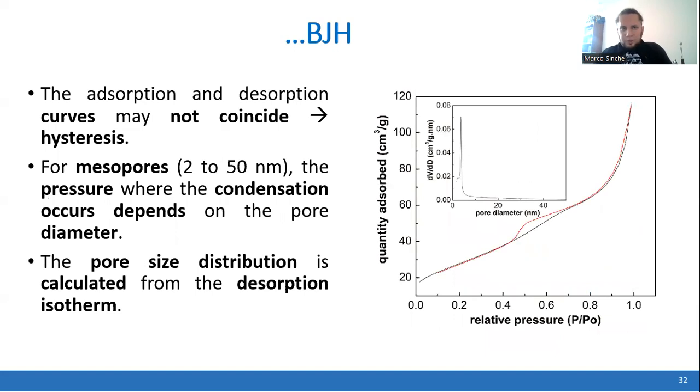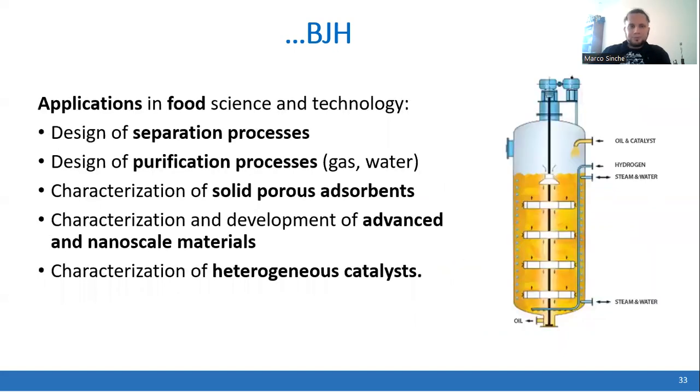The curves of absorption may not coincide in all of their length. This is called hysteresis. In mesopores, whose size goes from 2 to 15 nanometers, the pressure where the condensation takes place is dependent on the pore diameter. And the pore size distribution will be calculated from the desorption isotherm because it comes from the volume that is filled with nitrogen in the pores.